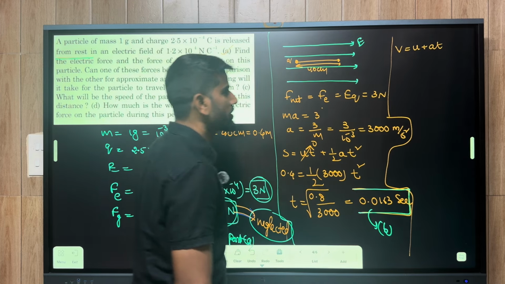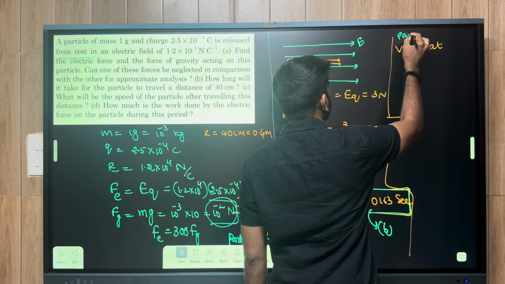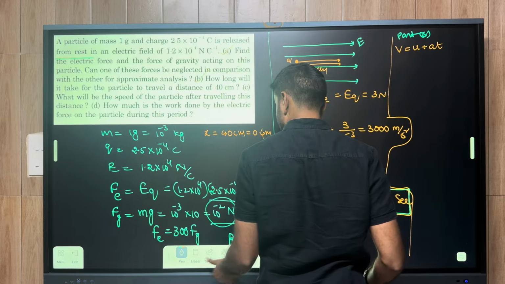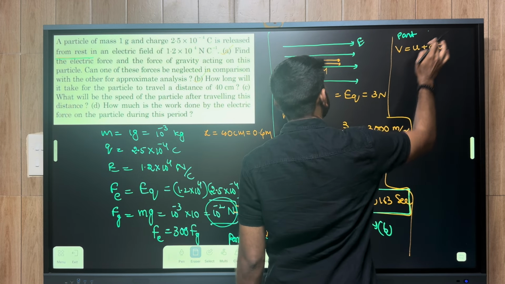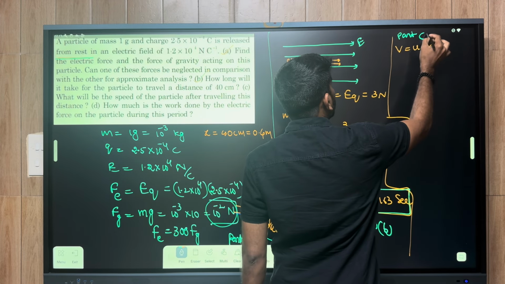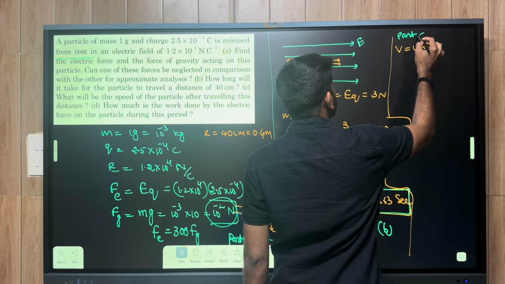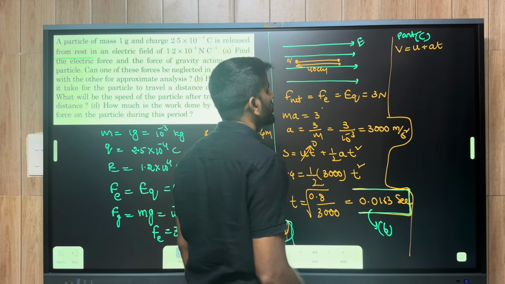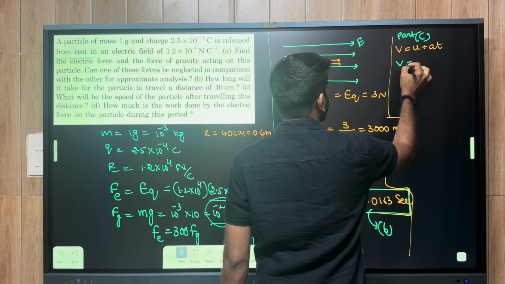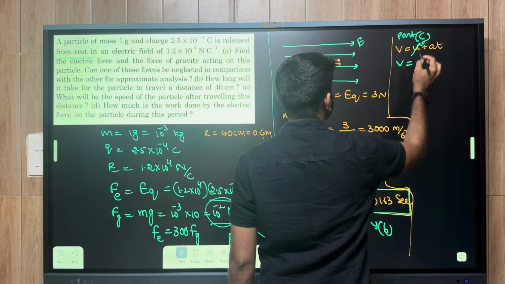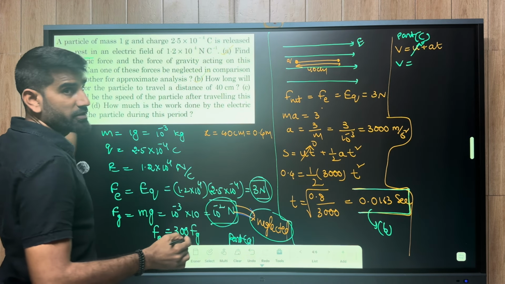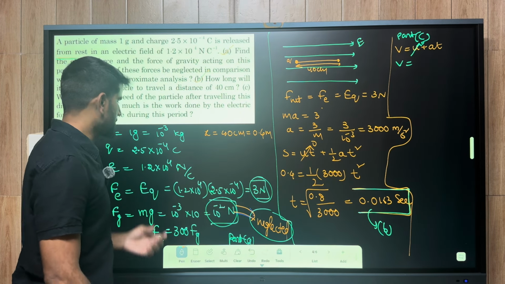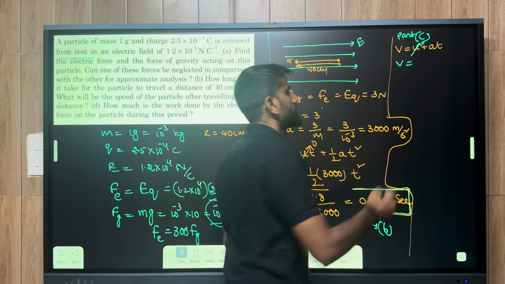Now we are solving part C. v is equal to u plus at. We are asked to find v. We know u is equal to 0, initial velocity, as it is released from rest. So initial velocity is 0. We know the acceleration. Acceleration value is how much? 3000.